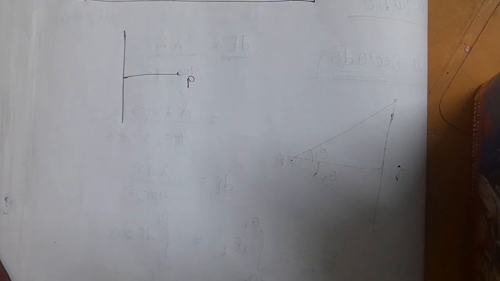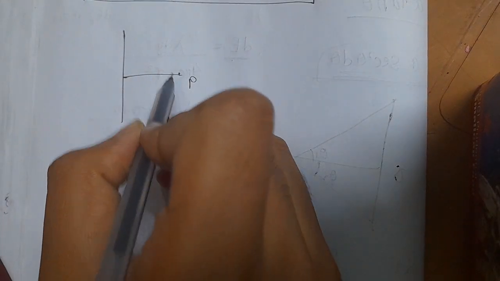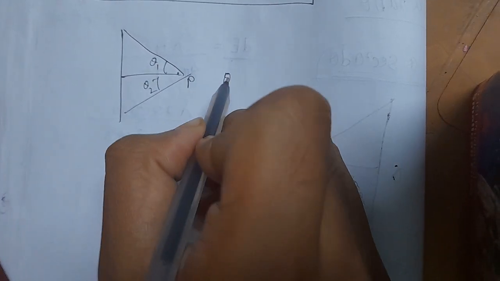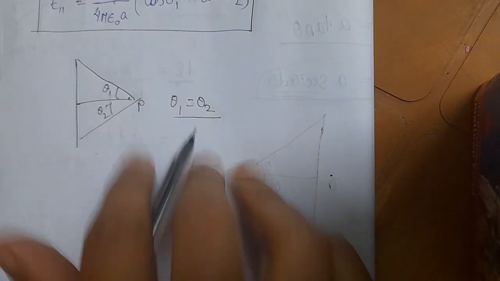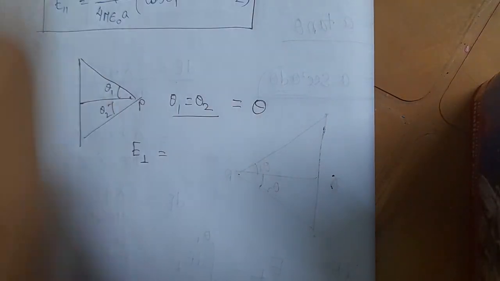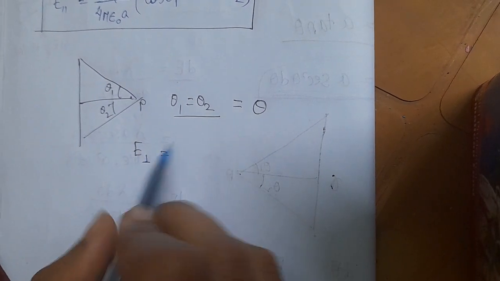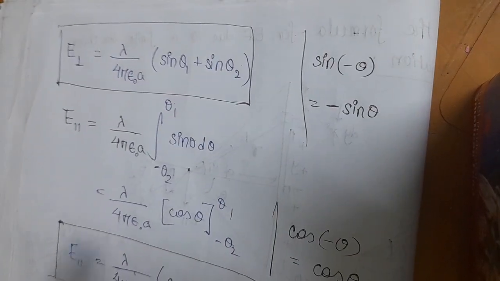What will happen in the case of a perpendicular bisector? In that case, theta 1 and theta 2 will be equal. Suppose it is equal to theta. In this case, what will E perpendicular be? I am removing the black pen because I suggest you don't remember these results. It will not help. Remember only these two results if you want to. These two will help you in the long run.